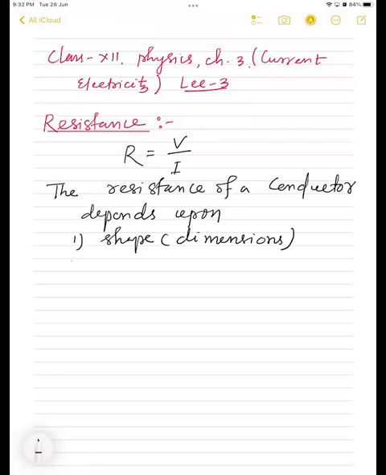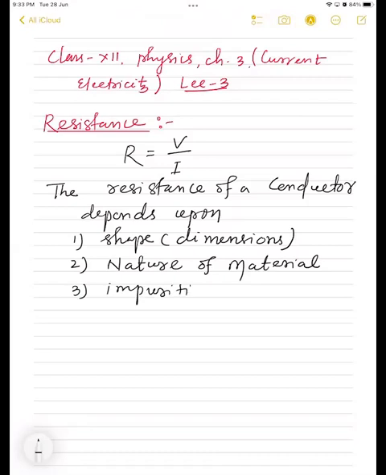Or what material it is, because every material does not have the same atomic configuration. Intermolecular force is not the same, atomic configuration is different. So it also depends on the nature of the material. Then, in some materials, they're not pure; there are impurities, and it also depends on the level of impurities. Then number four, it also depends on the temperature. We'll see one by one how it works.